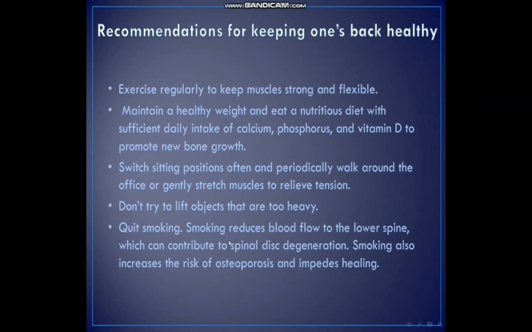Switch sitting positions often and periodically walk around the office or gently stretch muscles to relieve tension. Don't try to lift heavy objects. Quit smoking. Smoking reduces blood flow to the lower spine, which can contribute to spinal disc degeneration. Smoking also increases the risk of osteoporosis and impedes healing.